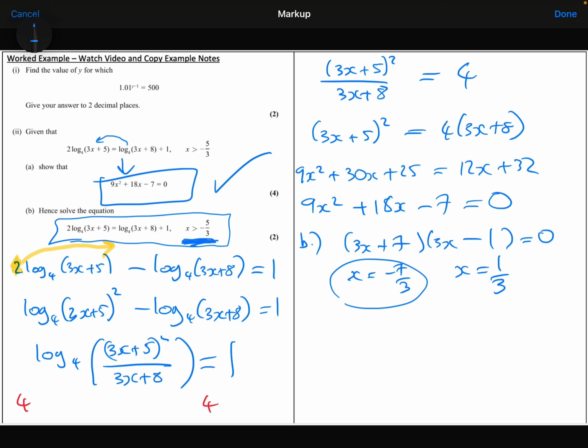And the reason why that's a problem is because if I substituted minus 7 over 3 in here, I would get a negative. 3 times minus 7 over 3 plus 5 is minus 2. And log base 4 of minus 2 is not defined. You can't do a log of a negative number. So this is not a valid solution to the logarithm equation, but 1/3 is. So that is a single solution.